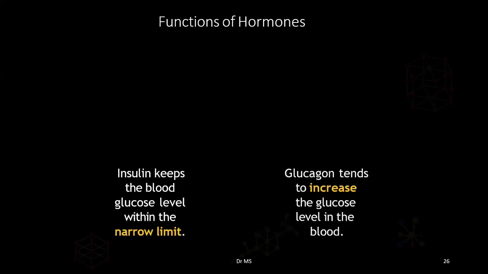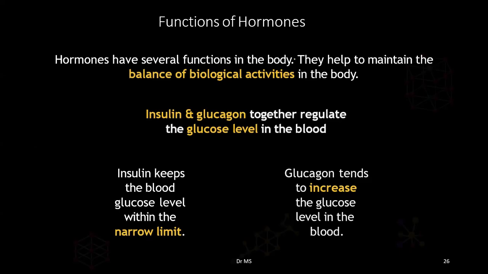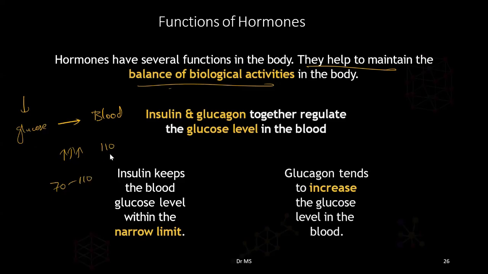So what will the hormones do? They serve several functions in the body. They help to maintain the biological activities. Suppose you have eaten food. The food will be digested into simple glucose, and this glucose will be absorbed into the blood. So when it is absorbed into the blood, your blood glucose level rises. Usually it should be 70 to 110, or less than 110. But after you eat food, the glucose will spike a lot. In order to decrease that glucose and maintain the optimum level, the insulin hormone will be released.